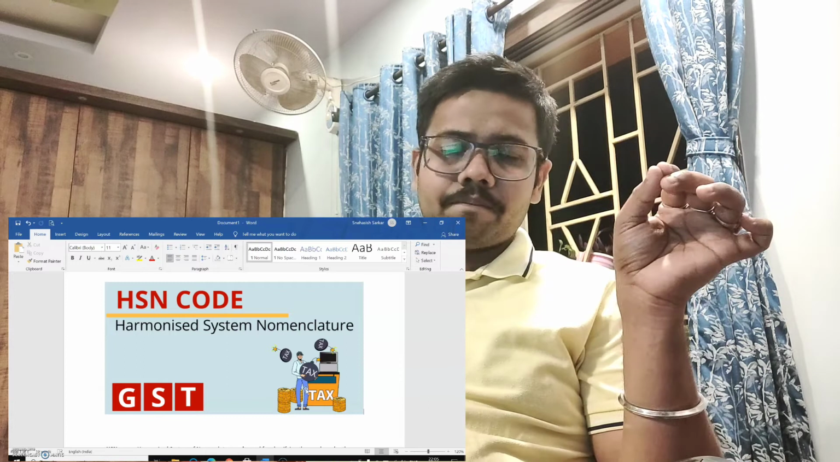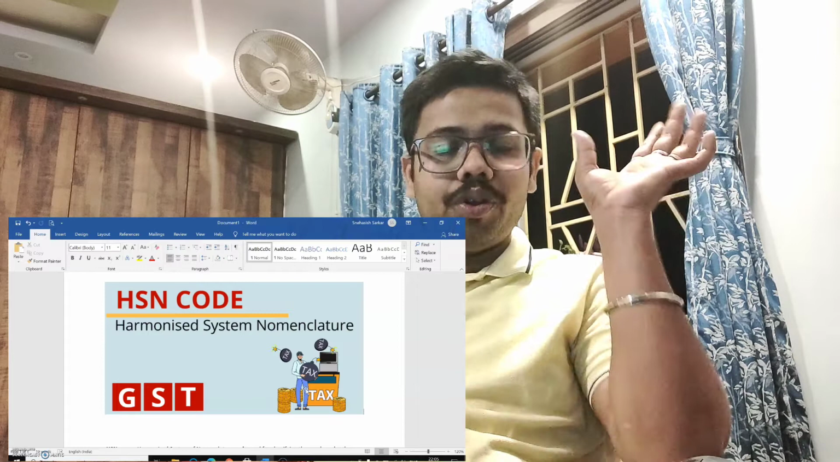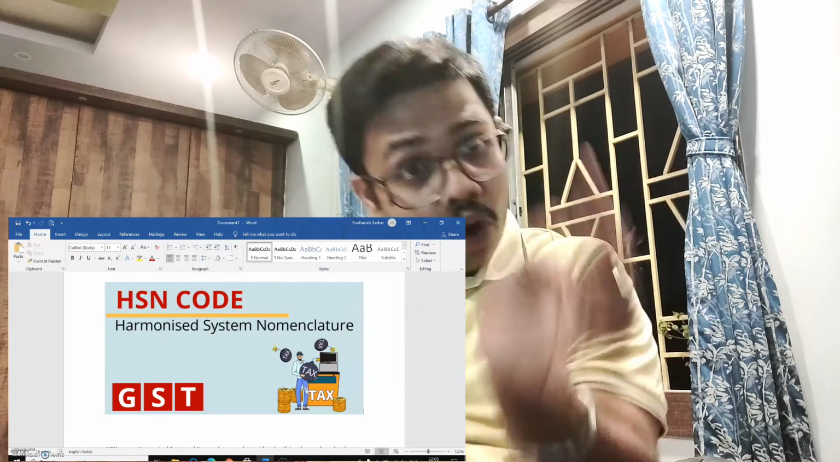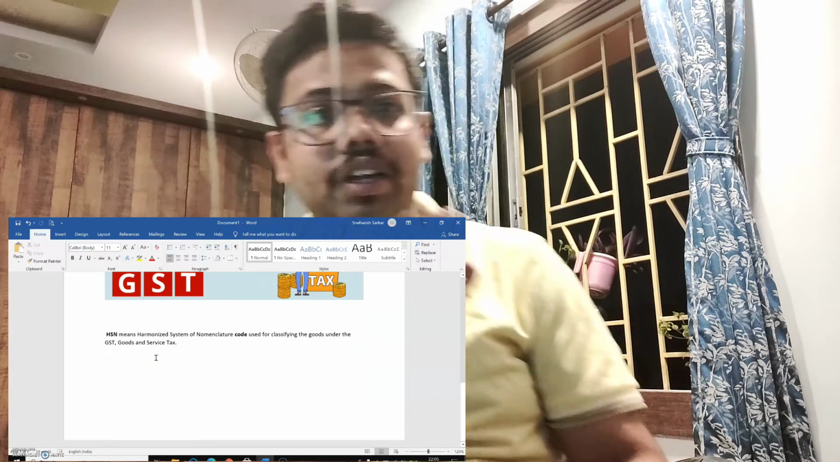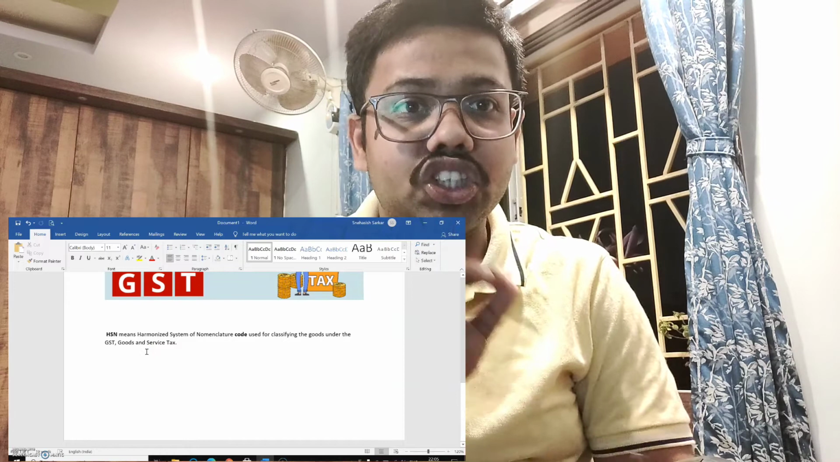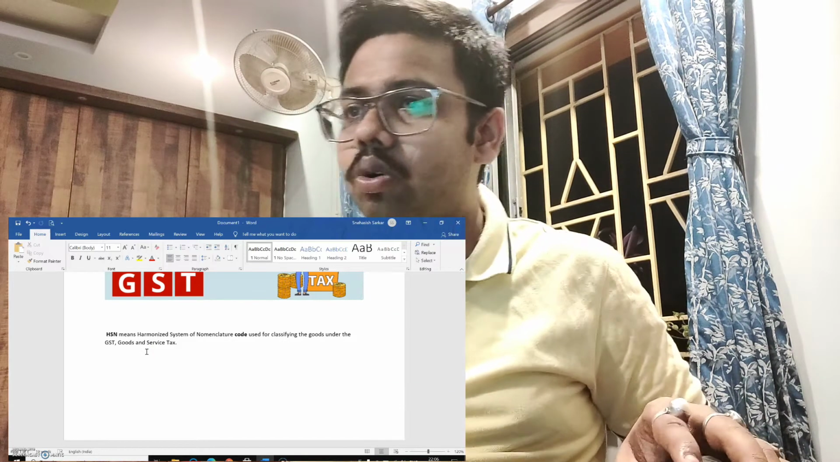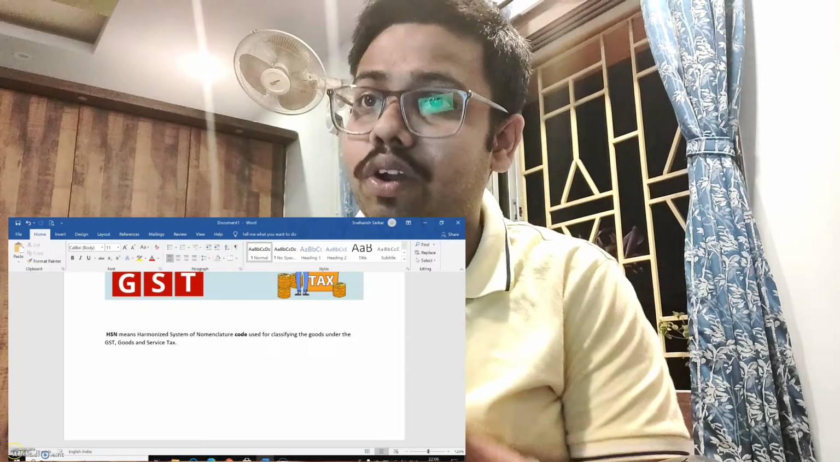Every item has its code, meaning the identity of that item according to the GST portal. That is the HSN code. So it is written that HSN means Harmonized System of Nomenclature Code, used for classifying goods under the GST, Goods and Services Tax. So this is known as HSN.